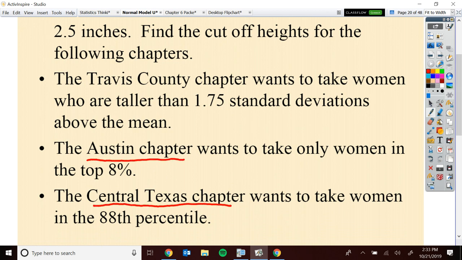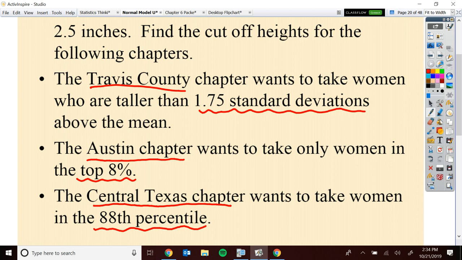They have different rules for you to be allowed in their club. The Travis County rule says the women have to be taller than 1.75 standard deviations above the mean. The Austin chapter wants to take women only in the top 8%. So that's the top 8%. And then this one's the 88th percentile.